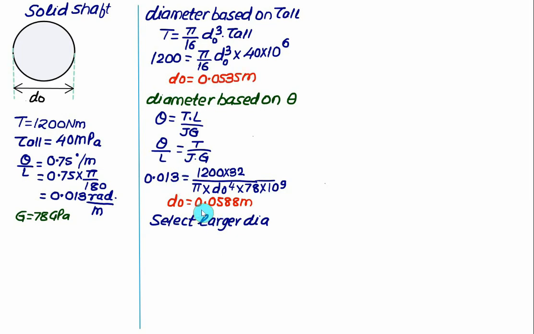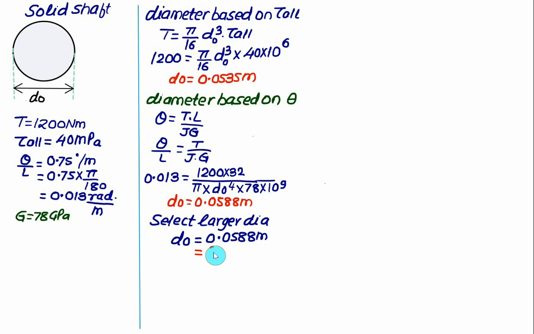So one constraint says that our D0 will be 0.0535. The second constraint is giving the diameter equal to 0.0588. In this case you have to select the larger diameter. So our diameter is final, that is, the value of D0 is 0.0588 meter. We'll do the same treatment for the hollow shaft.